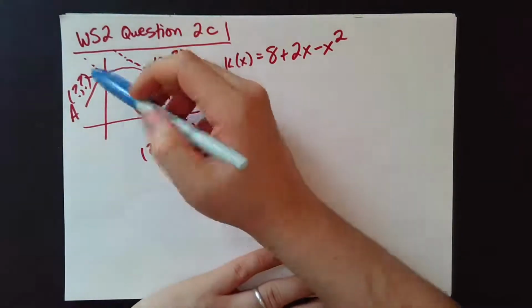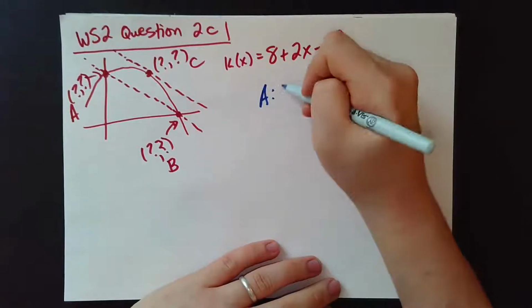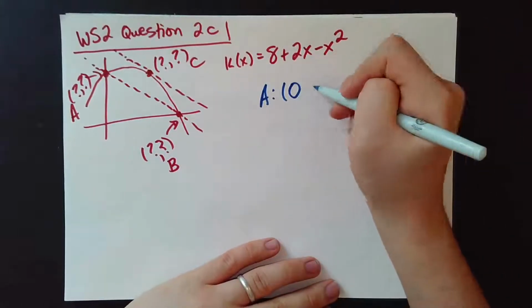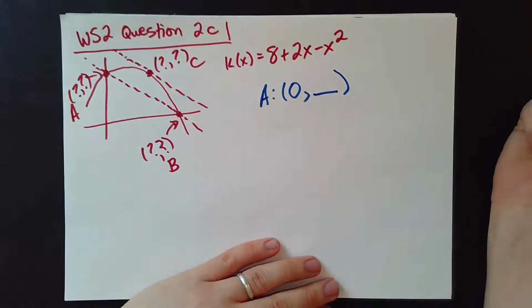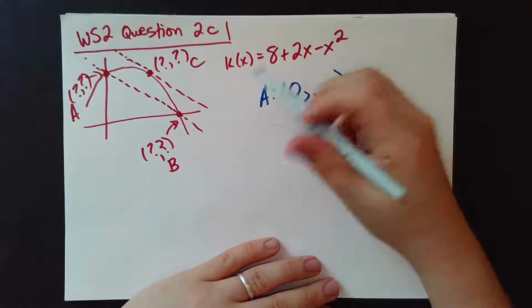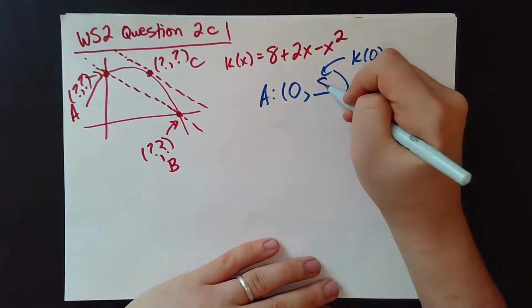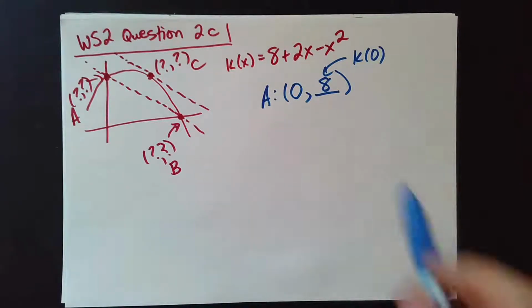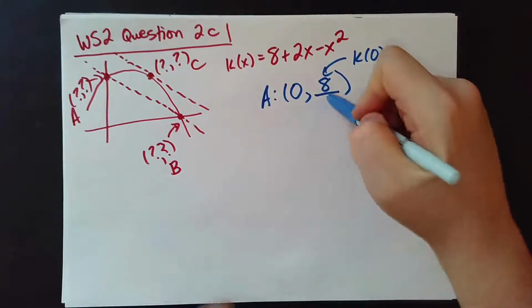So point A is the y-intercept of our function. Point A in particular has x coordinate equal to 0. And then the matching y coordinate we always get by plugging 0 into the function. So this is going to be k of 0, which is going to be 8. This is what we always do when we're looking for the y-intercept of a graph. The x-coordinate of the y-intercept is always 0, and then the y-coordinate is what we get by plugging in 0.